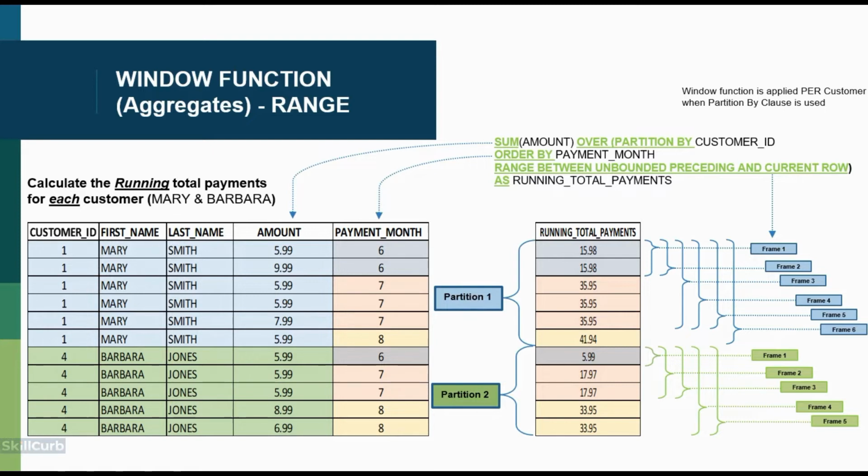in this case, for the month of July, we have three transactions, range would calculate the aggregation for that block of data together. And that's why you see $35.95 being repeated for each row for the month of July, as the calculation happens on that logical group. Hopefully this visual will help you differentiate between a row and a range calculation.